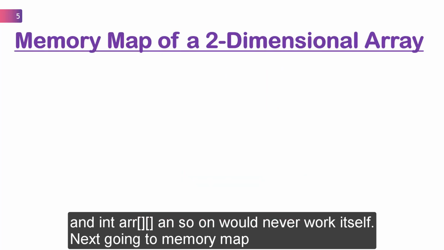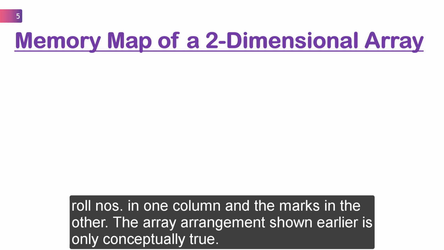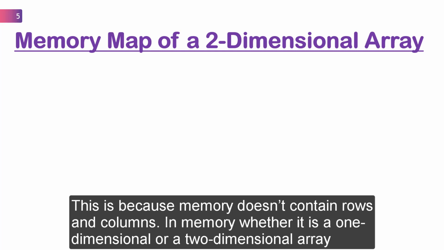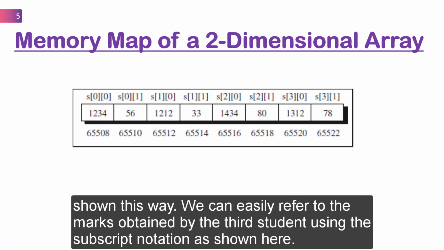Next, going to the memory map of a two-dimensional array. Let us reiterate the arrangement of array elements in a two-dimensional array of students, which contains roll numbers in one column and the marks in the other. The array arrangement shown earlier is only conceptually true. This is because memory doesn't contain rows and columns. In memory, whether it is a one-dimensional or two-dimensional array, the array elements are stored in one continuous chain. The arrangement of array elements of a two-dimensional array can be shown this way.